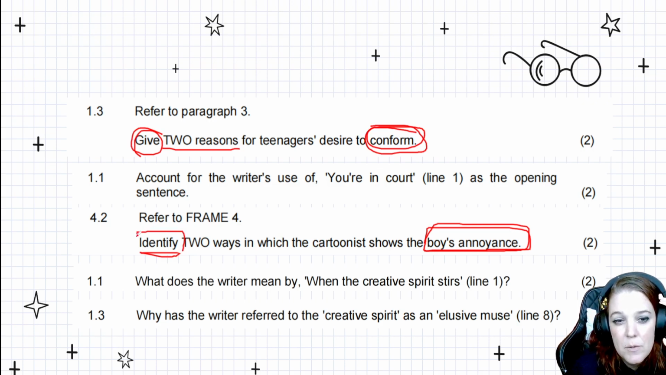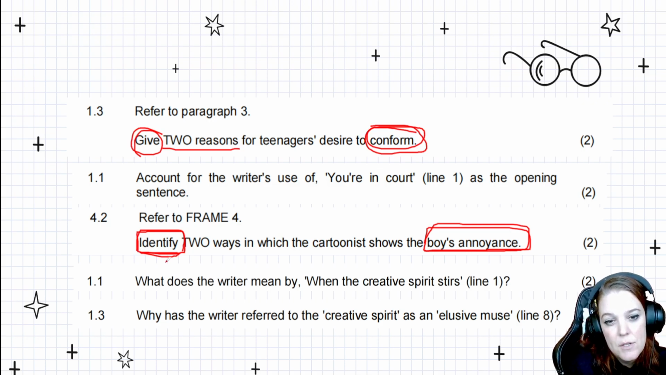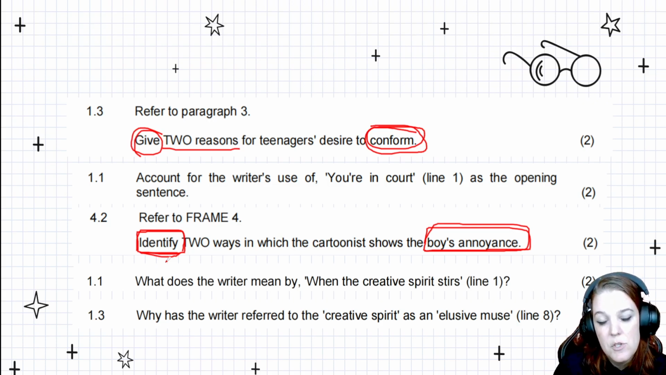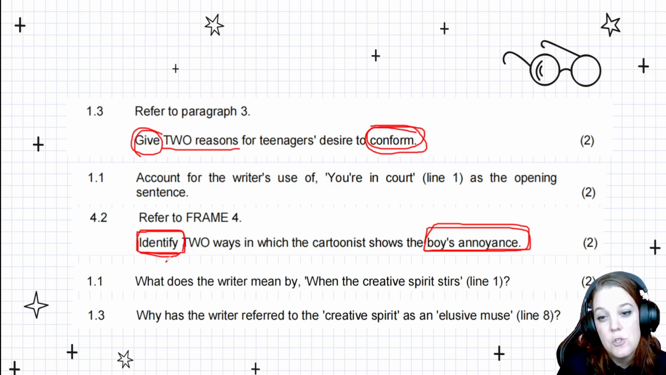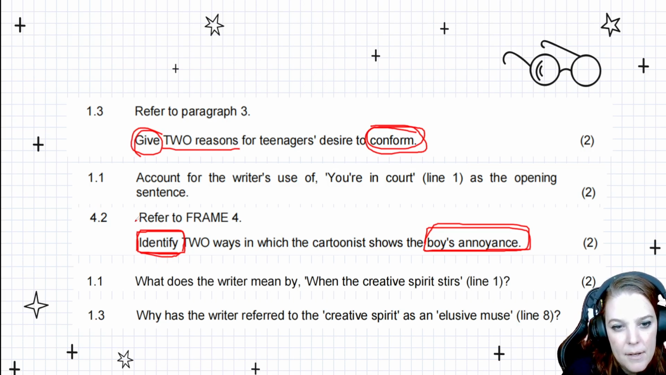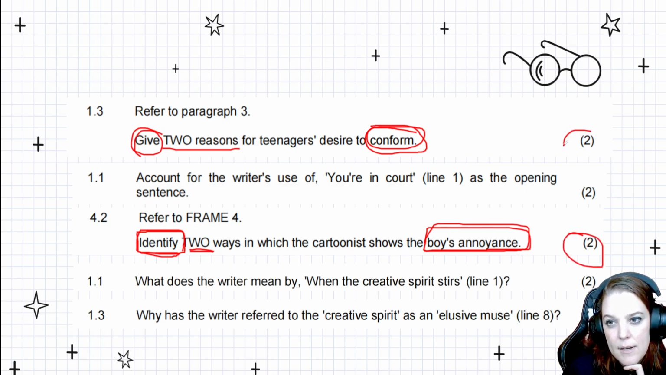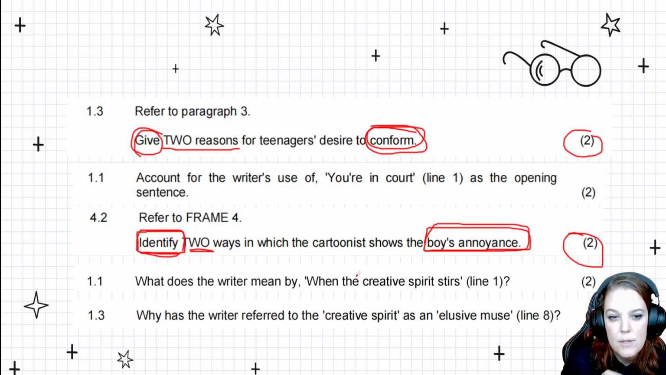So what I would do if I was you is I would highlight or underline the key word. So identify, this means they want us to look at the actual information given in the question paper. In this case, we would look at the cartoon and the cartoon strip and maybe the boy's face or the boy's gestures and things like that to find how the cartoonist is showing us that the boy is annoyed. And here again, 2. They want 2 ways in which this is shown. And also look at your mark allocation on the side here. Very important when we're answering these questions.